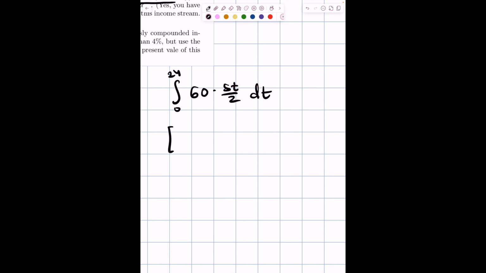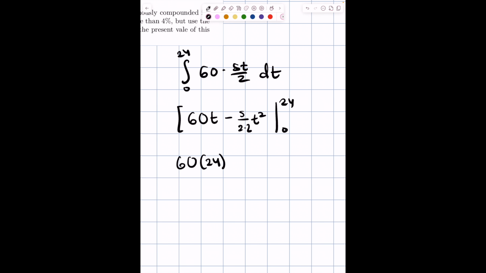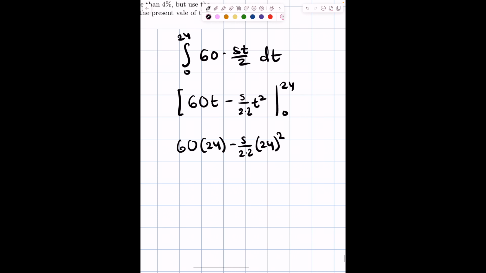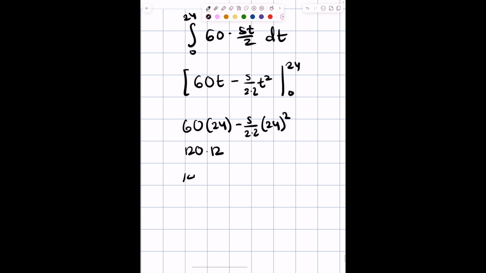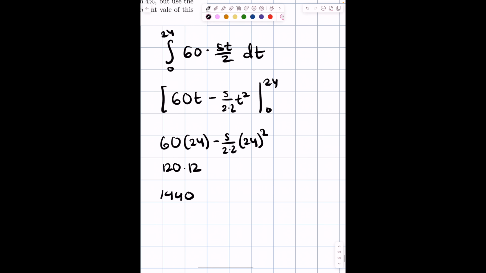This should be a simple integral. I get 60t minus 5 over 4t squared from 0 to 24. This is just 2 times 2, by the way. 60 times 24 minus 5 over 2 times 2 times 24 squared. So you basically get 60 times 24, which is, I don't know, 24. Oh, this is 120 times 12. So 144. 1,440. Minus, this is 24. 5, 4, 24. So actually I get 6 times 24.